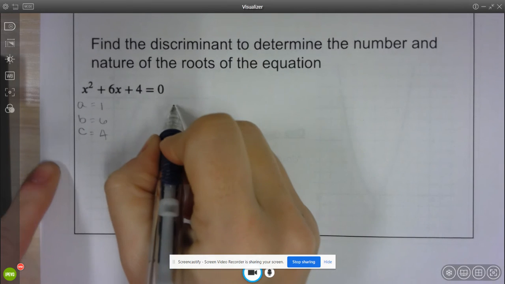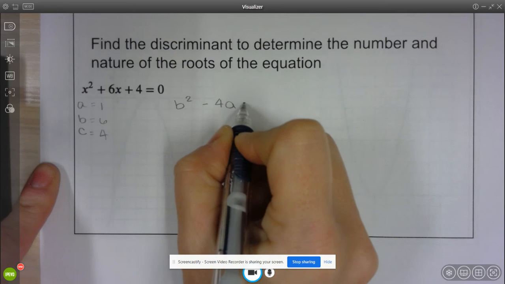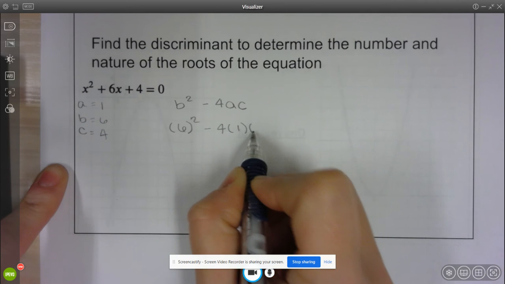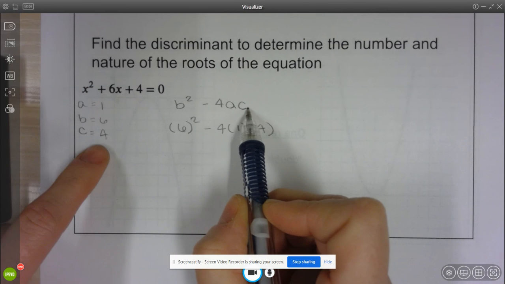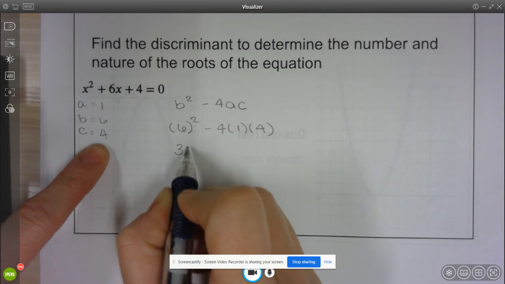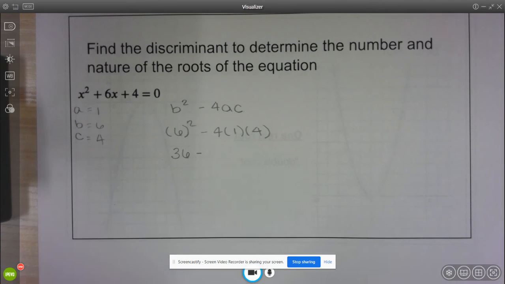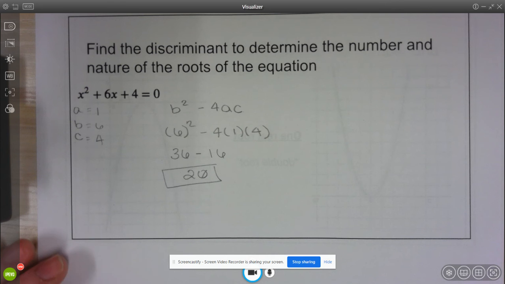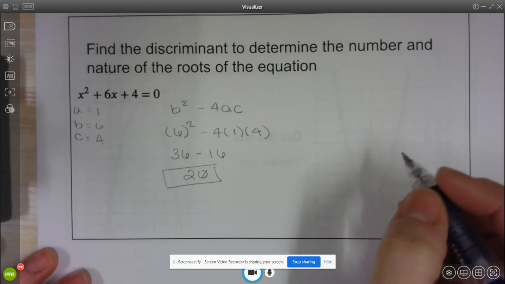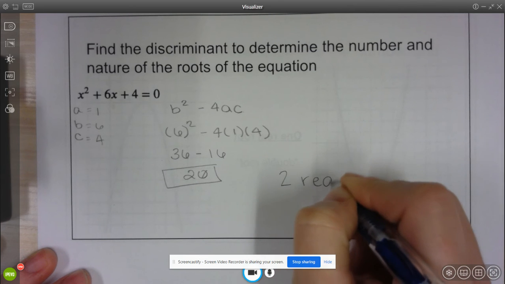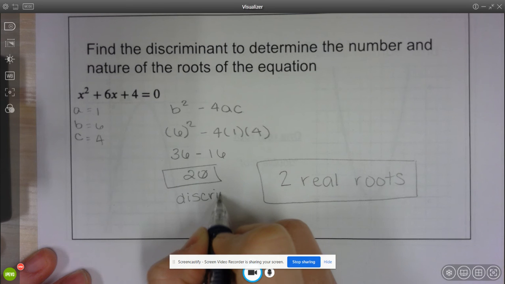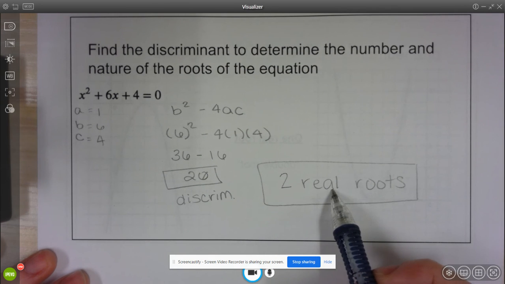All right. So my discriminant is b squared minus 4 times a times c. So I'm going to substitute in my values for b, a, and c. So 6 squared gives us 36. 4 times 1 times 4 gives us 16. So 36 minus 16 gives us 20. It is a positive number. So since it's positive, that means we have two real roots. So this is my discriminant, and this is the number and nature of my roots.